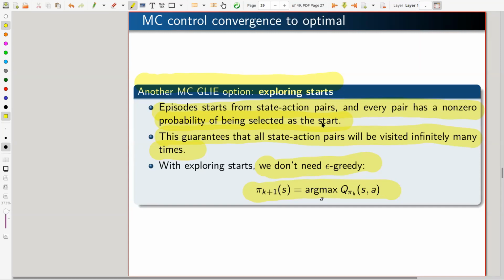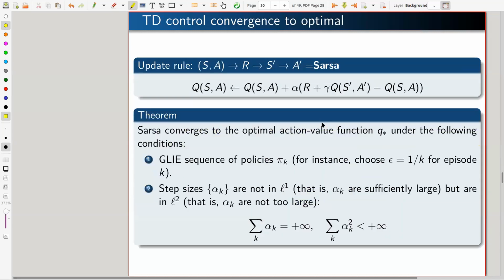Now, this is for the Monte Carlo methods, okay? And what about temporal difference methods? So how can we do a temporal difference control method? Remember, the temporal difference update rule is this one. Think about this, this is the same update rule I showed you for the temporal difference method for the value of a state.